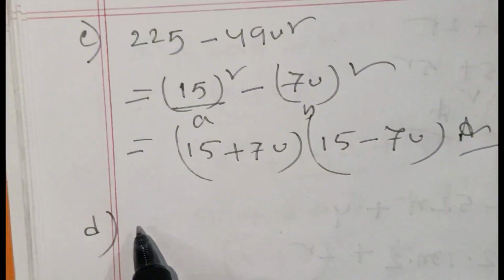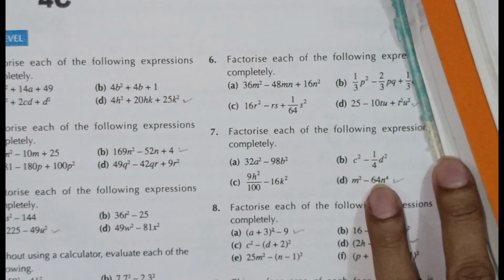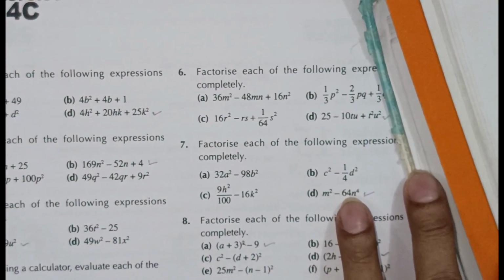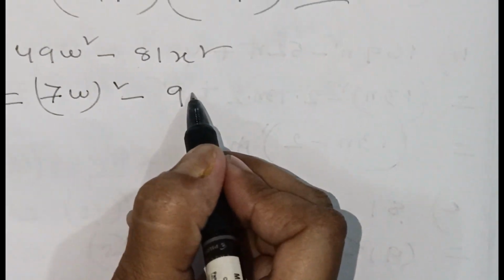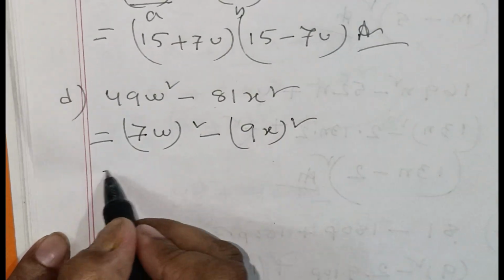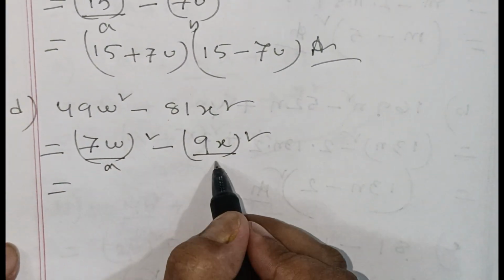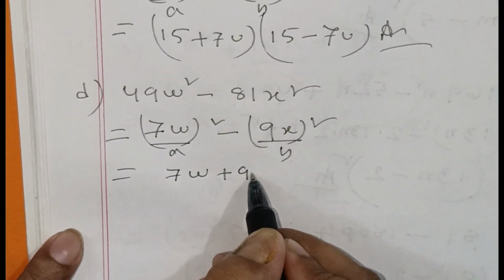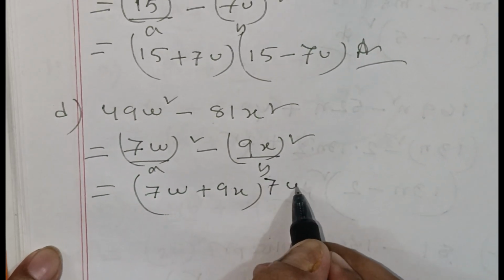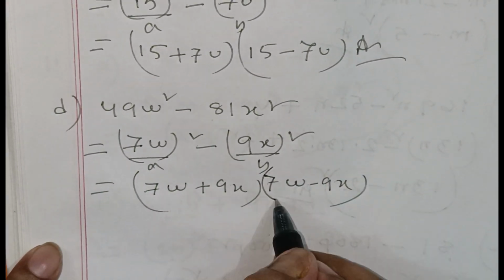Now d, 49w whole square minus 81s square. So 49 breakdown is 7w whole square. 81 breakdown, that means 9 nines are 81, 9 whole square. That's it. This one a, this one b. A square minus b square. So a plus b, a minus b. That's it.